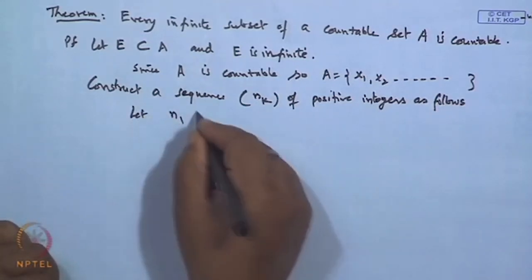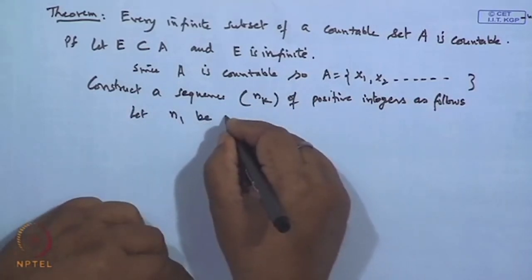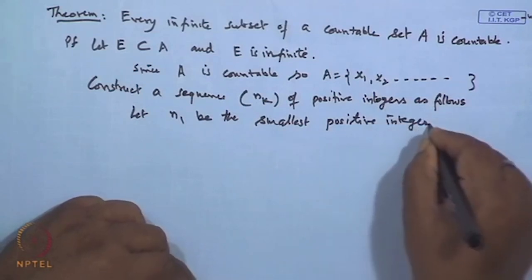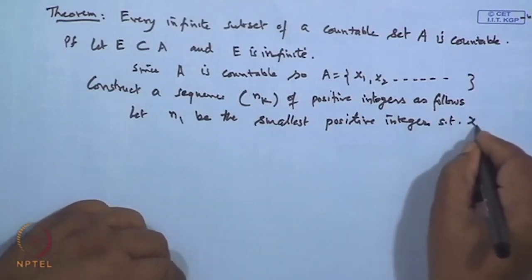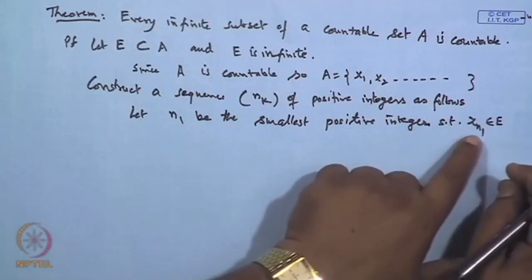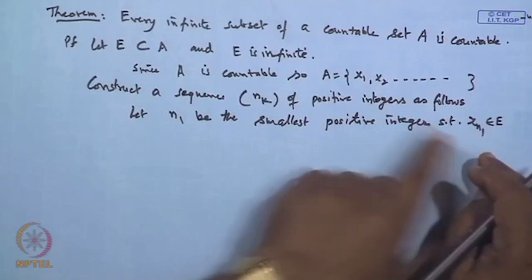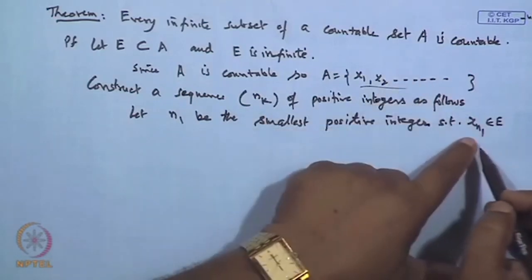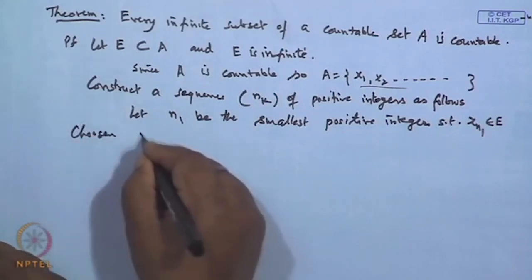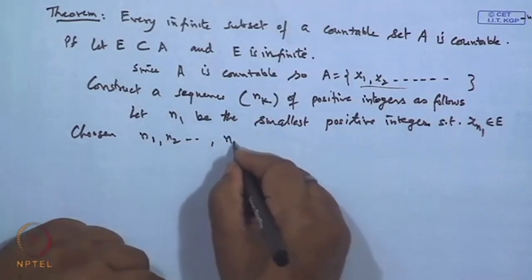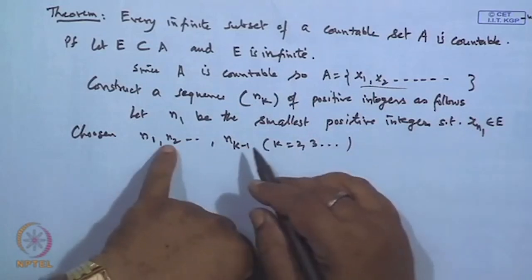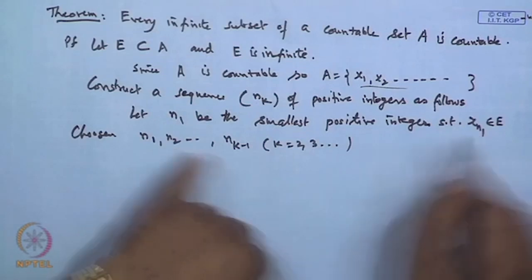Suppose n1 is the smallest positive integer such that x n1 is an element of E. Means out of this sequence, the first element which you are getting in E is x n1. Then assume that we have chosen n1, n2, up to n k minus 1, where k is 2, 3, 4 and so on. After choosing in such a way, n2 is greater than n1 and x n2 belongs to E, and so on.